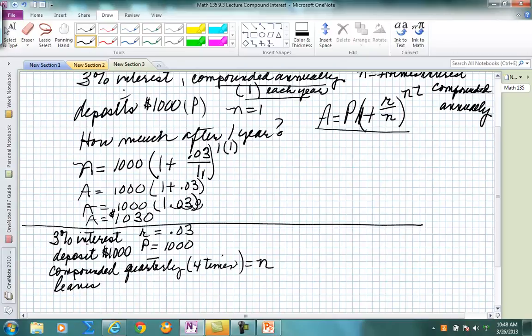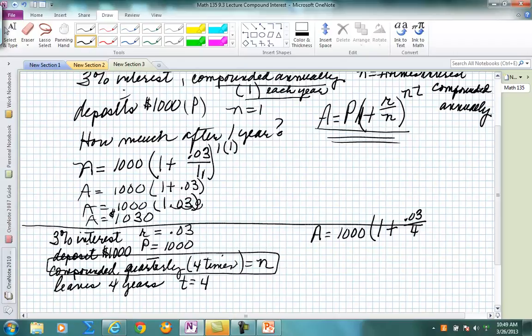So using my formula, the amount you have is the $1,000 you deposited times 1 plus your interest rate divided by the number of times it is compounded. So it's going to be divided by 4 raised to the nt power. So it would be 4. It's compounded 4 times a year. And the time we are using it is 4. Now, these are not always the same. It's just coincidence that I chose to compound quarterly and the time to be 4 years. Let's say if the time is 3 years, then this would be 3.